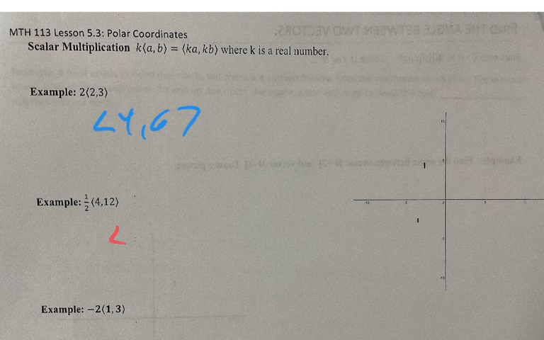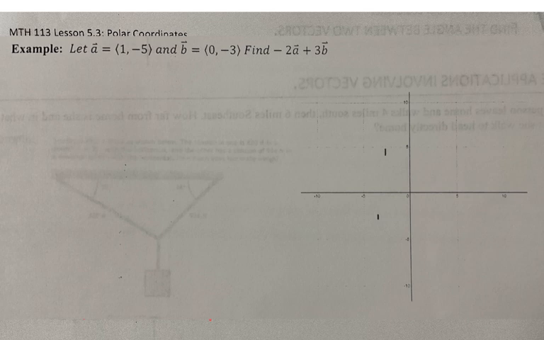What about a half? What's a half going to do? That's going to be a vertical shrink, a compression. What about negative 2? What do you think the negative is going to do? Negative is going to flip it, reflect it, and then the 2 is going to stretch it. That's going to be -2, -6. Everybody good? We're still going.